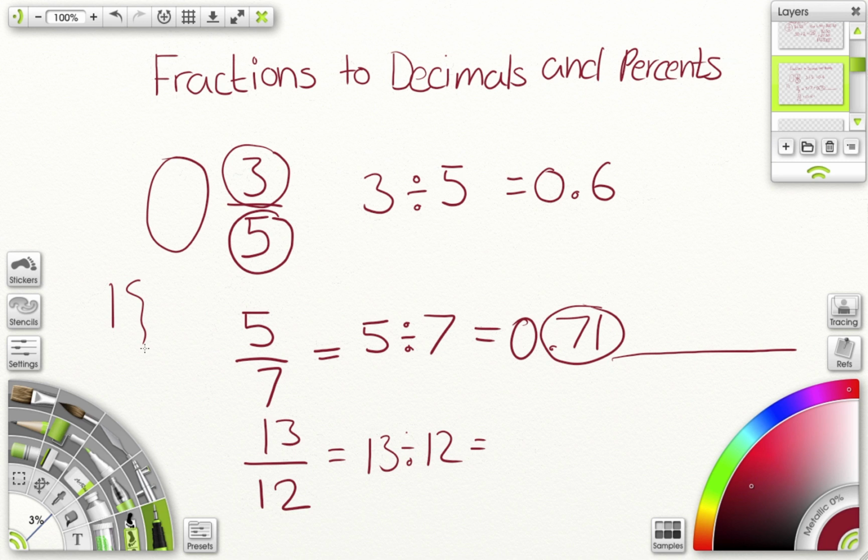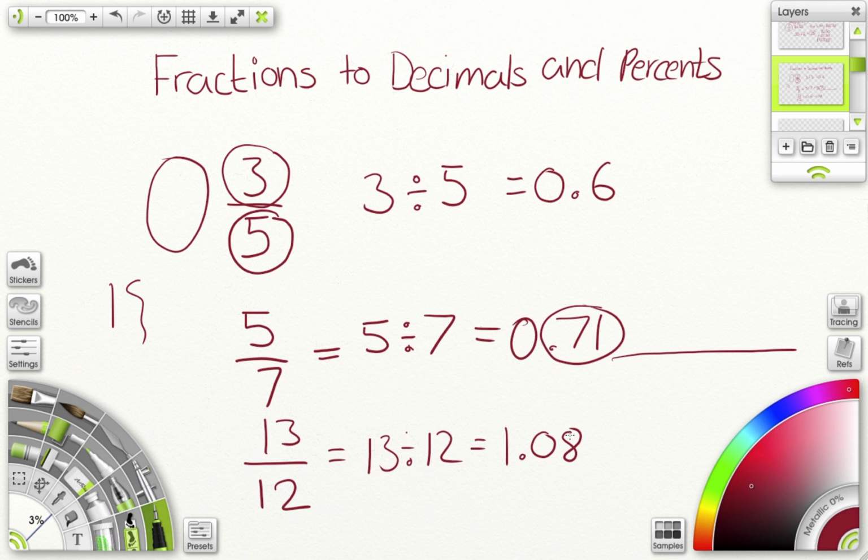If I do 13 divided by 12, 12 is going to fit in at least once, and the decimal is going to be whatever is left over. So 13 divided by 12 gives me 1.08 rounded. And that's essentially how you convert it. Take your top number divided by your bottom number. And that's it. How about if I'm going to put decimals into percents?